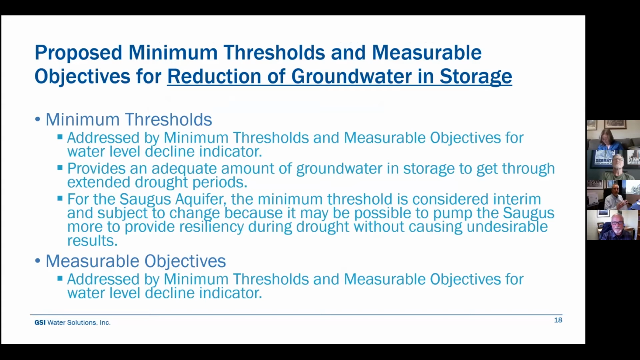Now for the Saugus aquifer, we are considering the minimum threshold for reduction in storage to be an interim level subject to change, because it may be possible at some time in the future, based on our observations, that we could pump the Saugus more to provide a more resilient supply during drought without causing undesirable results. But that would have to be evaluated. There would be a whole process to determine whether that was appropriate. But we've set an initial minimum threshold for the purposes of the GSP. And again, the measurable objectives would be synonymous with what we established for the chronic decline in water levels.